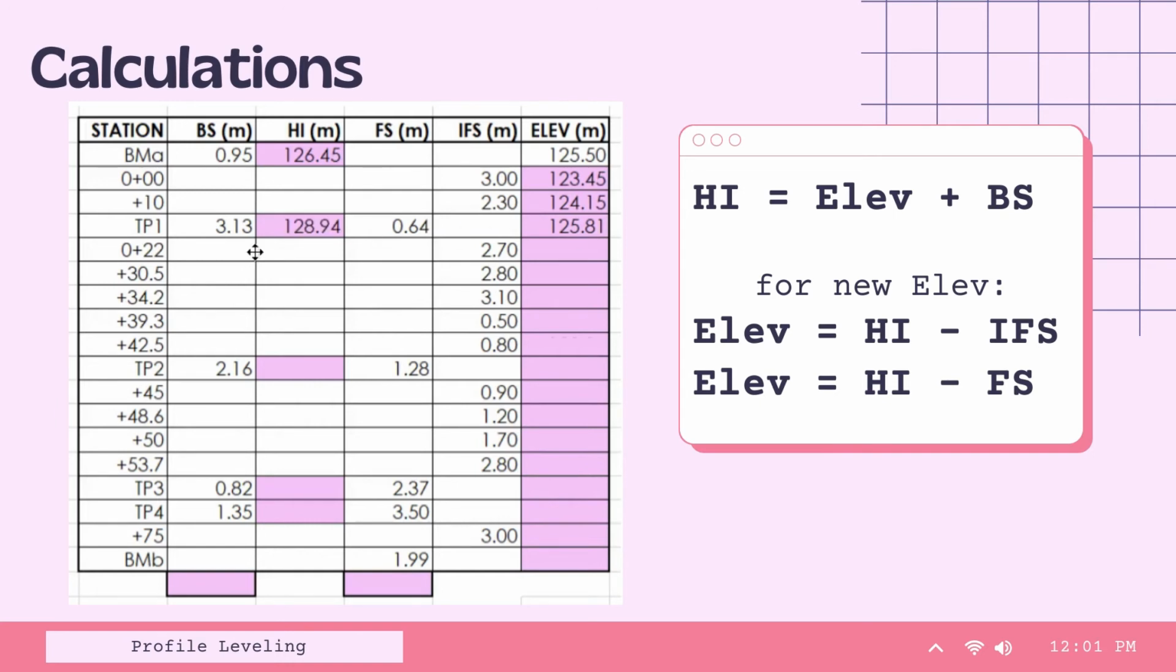Then continue with the new height of the instrument, subtract to the following IFS. Get the new height again and subtract with the following IFS of the following stations. Repeat the formulas until the last station. We also get the summation of the backsight and summation of the foresight for the arithmetic check. Now we have completed the elevations on all stations, benchmarks, and turning points. We have also calculated for the 5 heights of instrument.